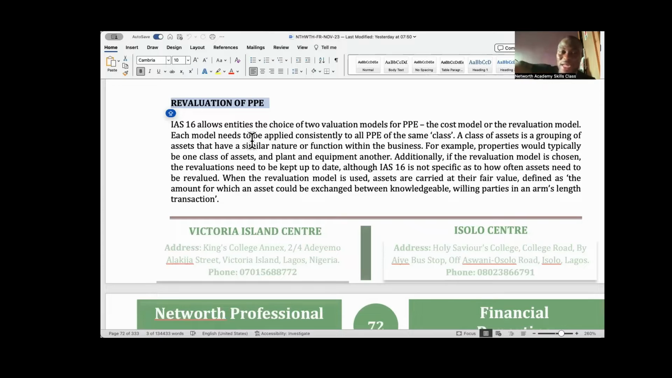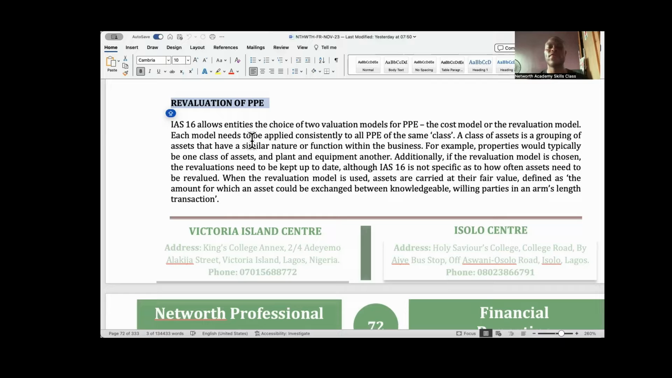And when we say class by class, we are talking about all your computer equipment is a class of asset. All your furniture and fittings is a class of asset. All your land and buildings, a class of asset. So when you are choosing a model or when you are revaluing your assets, you revalue on a class-by-class basis. Now, that's the principle behind revaluation.